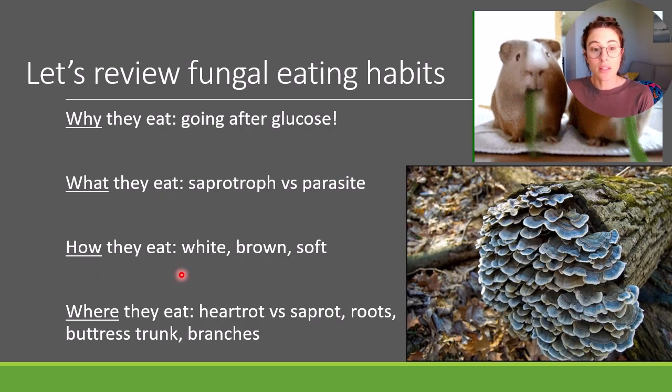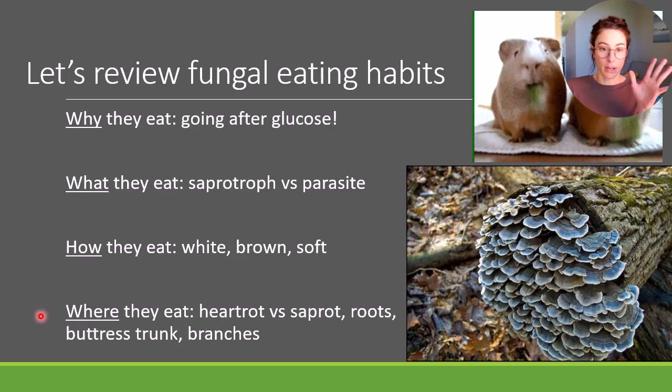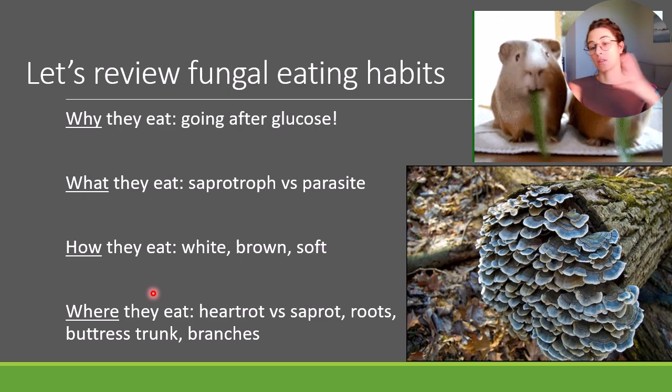How they eat. This is the white, brown, and soft rots. Again, I will go more into depth on those. And where they eat. This is location, all right? Heart rot versus sap rot, roots, buttress, trunk, branches, all of these are just locations.